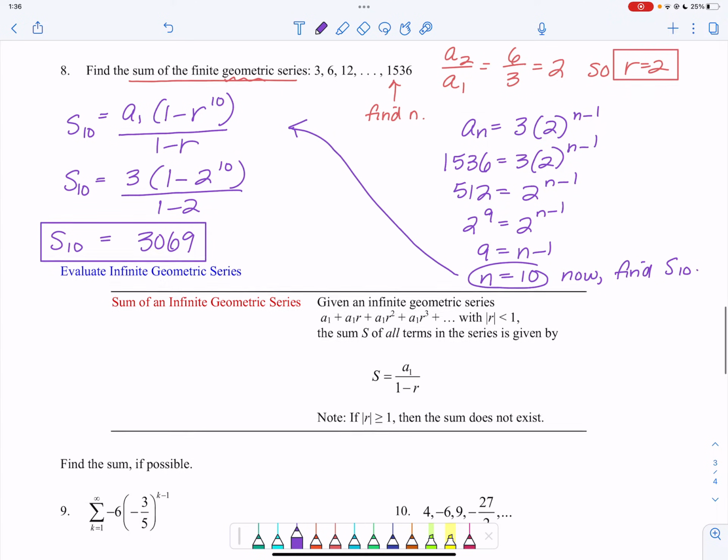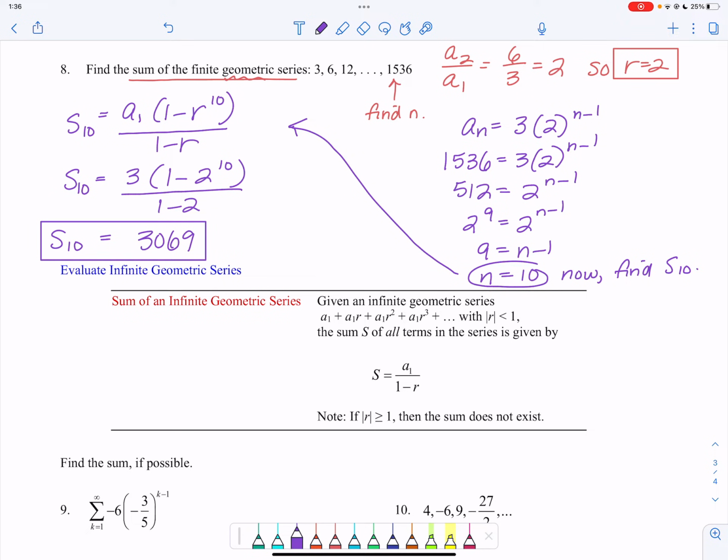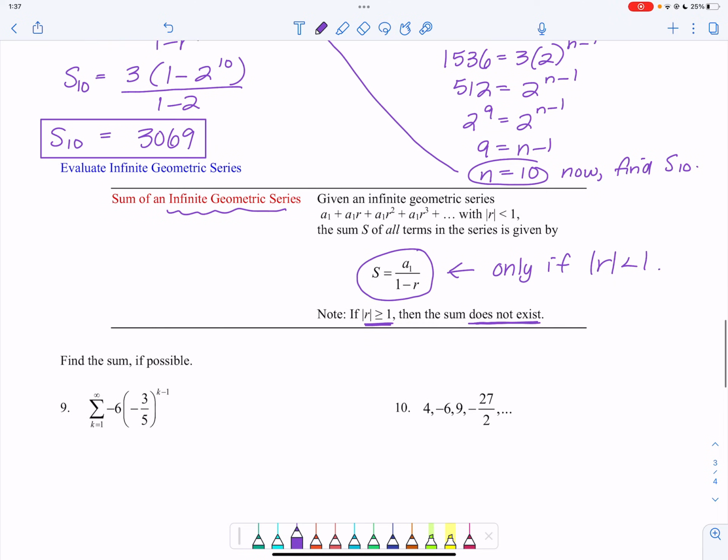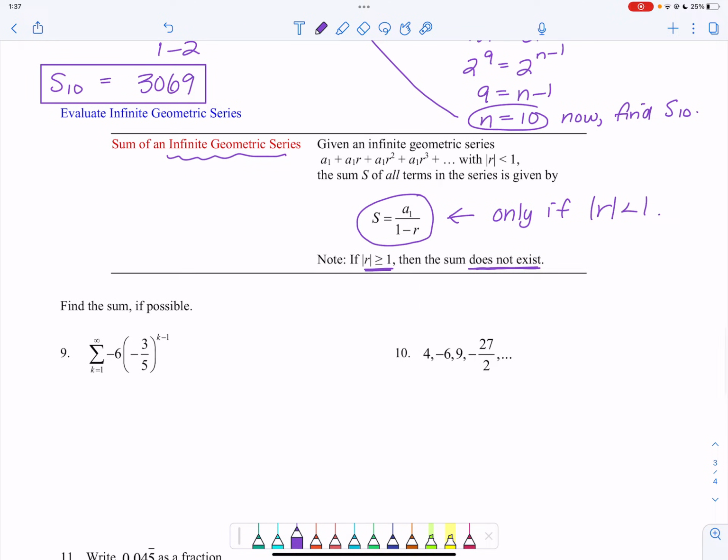Okay, now we are going to find the actual sum of an infinite geometric series. So infinitely many terms, and we can find that sum. Now, we can only find the sum if the common ratio absolute value is less than 1. Only if the absolute value of r is less than 1. If the absolute value of r is equal to 1 or greater than 1, then the sum doesn't exist. Okay. Find the sum if possible.